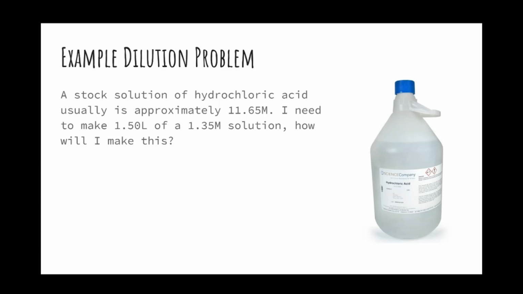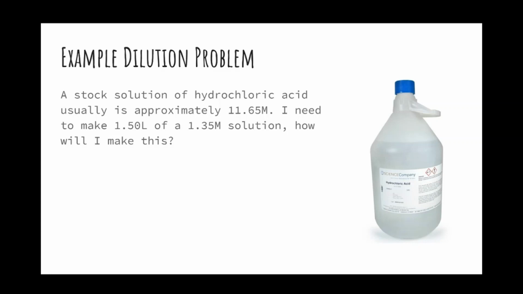Any more, it's not going to remain in solution. So when I personally buy hydrochloric acid for the classroom and in my back room, I have something along the concentration of 11.65 molar, because from there I can make any concentration I want. So I have a stock solution of hydrochloric acid, usually about 11.65 molar. I need to make 1.50 liters of a 1.35 molar solution. How will I make this?